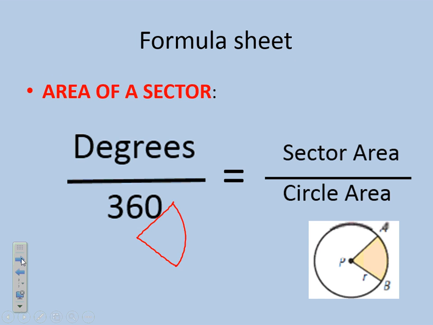Now, our formula sheet, we need to write this down. The area of a sector, this is how we're going to find it. It's going to be the degrees of that sector over 360 equals sector area over circle area. Now remember, circle area is pi r squared. Okay? So this is how we're going to find our area of a sector. Now I have 3 examples for you and we will be done for the day. So this gets put in your formula sheet. You want that in there.